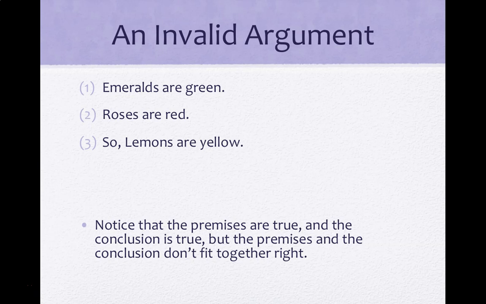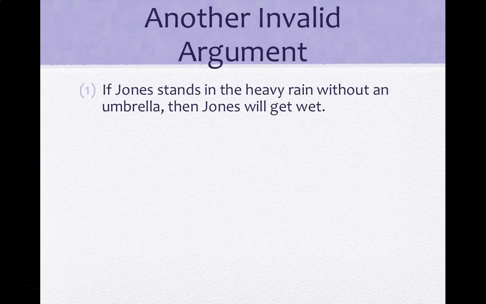Even though each premise and the conclusion are true, it doesn't make any sense. It's not valid. It's basically just three unrelated points. Okay. Now here's another kind of invalid argument, but this one's invalid in a different way.